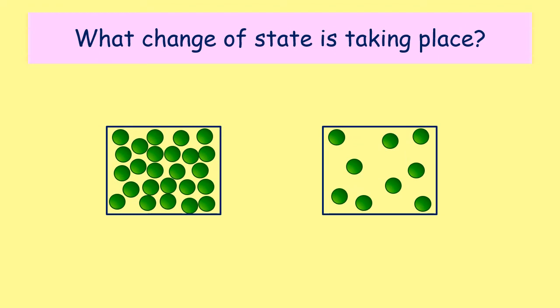What change of state is taking place here? Again, what is the first state, and what is the second state? And if you want to, you can describe the name of the process. So this one is a liquid turning into a gas, which you could describe as boiling.